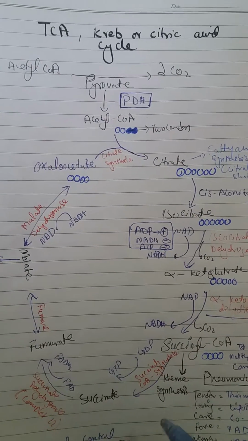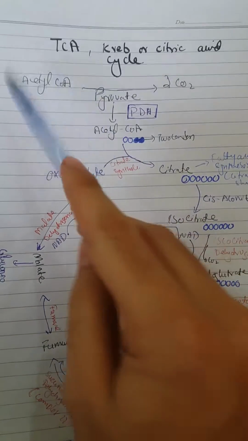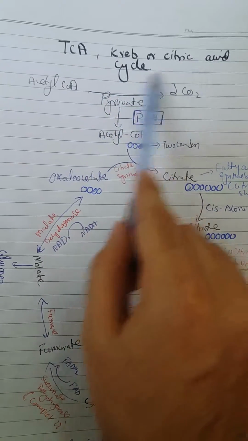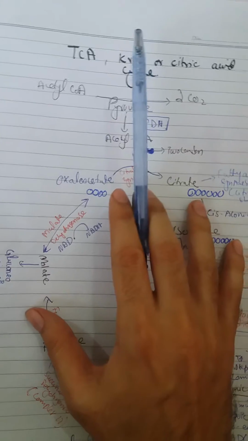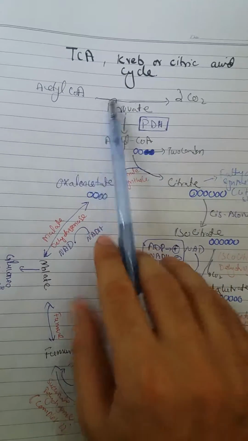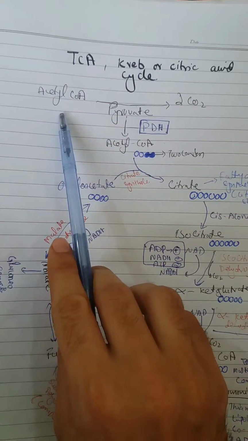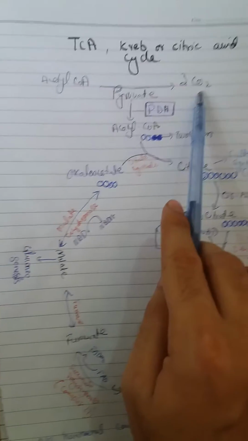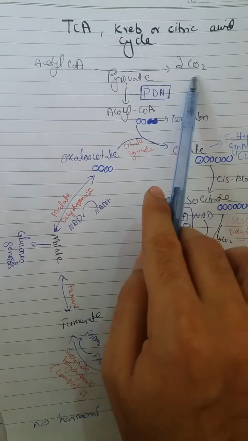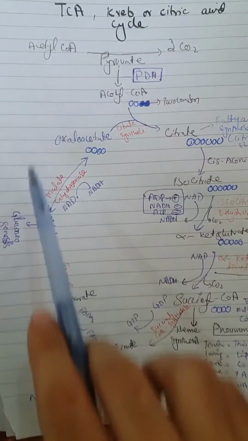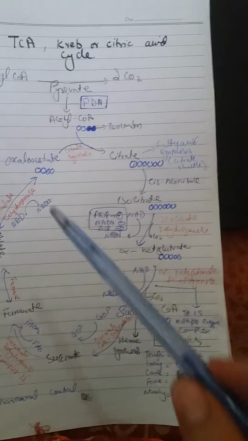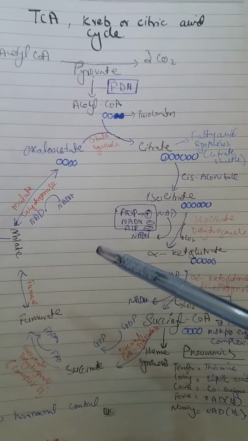Assalamu alaikum friends. Today we are going to discuss the TCA cycle, tricarboxylic acid cycle, also known as the Krebs or citric acid cycle. The function of this citric acid cycle is basically the oxidation of acetyl-CoA to carbon dioxide. This whole process occurs in the mitochondria. Now we will discuss this TCA cycle step by step.